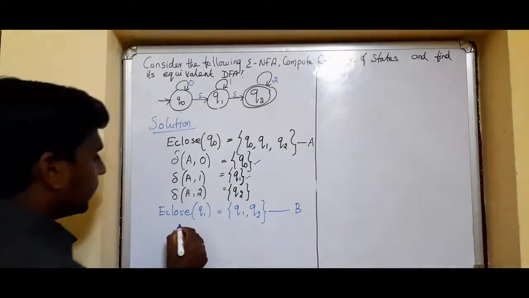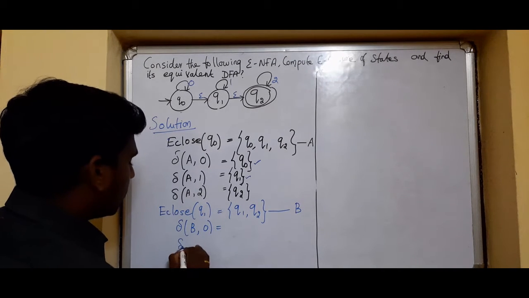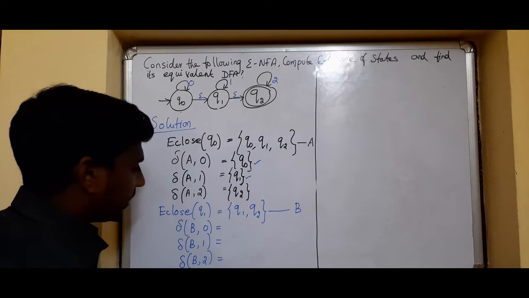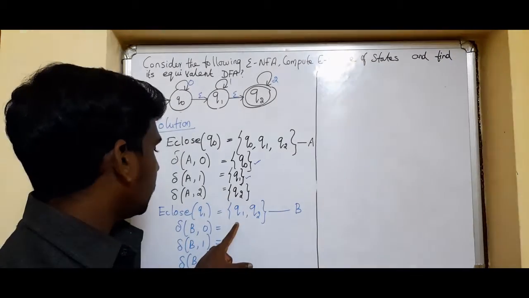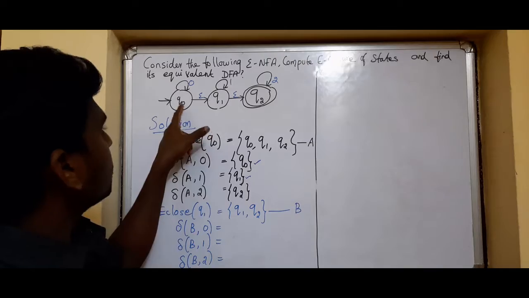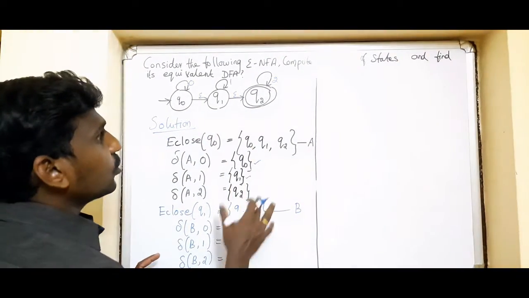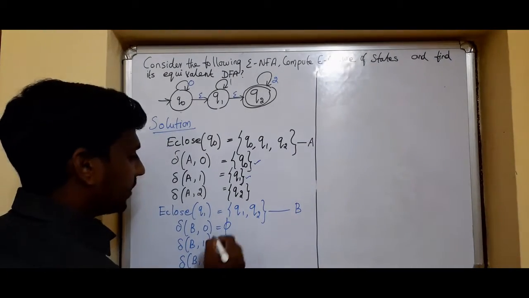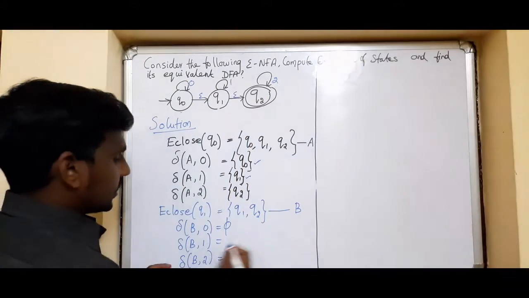Okay. Then delta of B comma 0, delta of B comma 1, and delta of B comma 2 I have to check. What is B? Q1 and Q2 is B. So Q1 comma 0 is not there, and Q2 comma 0 is not there. So this is empty. Remember, Q1 comma 0 is not there and Q2 comma 0 is not there.